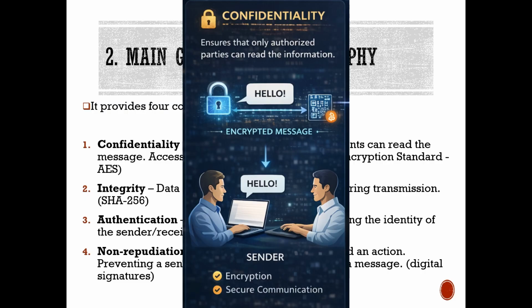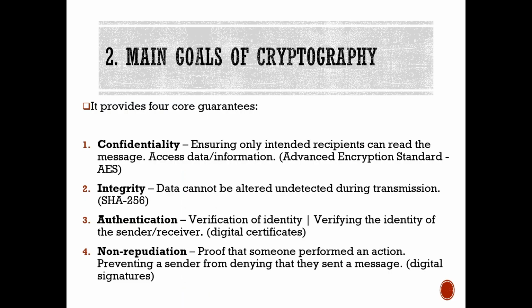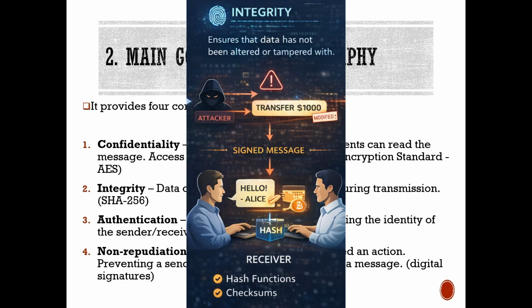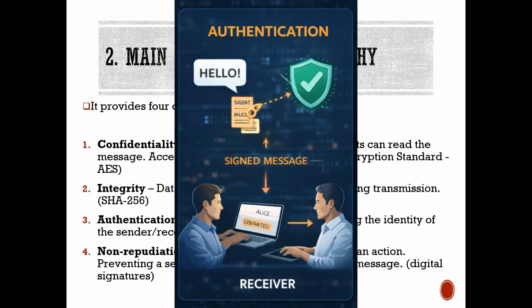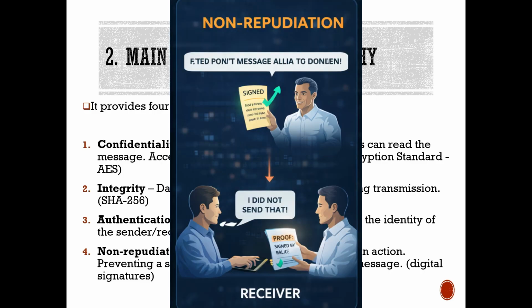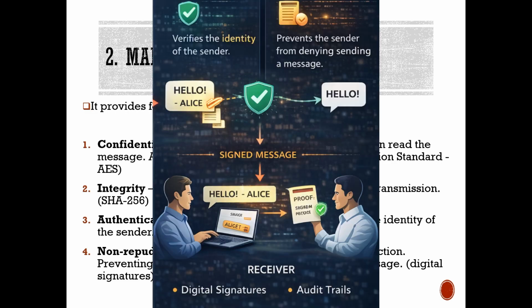Now, AES-256 is one of the more complex protocols, allowing layers of security through a very complex permutation. Secondly, it provides integrity. Data cannot be altered undetected during transmission, and it uses SHA-256. Thirdly, authentication: verifying the identity of the sender or the receiver using digital certificates. And fourthly, non-repudiation. This proves that someone performed an action, preventing a sender from denying that they sent a message, using digital certificates.